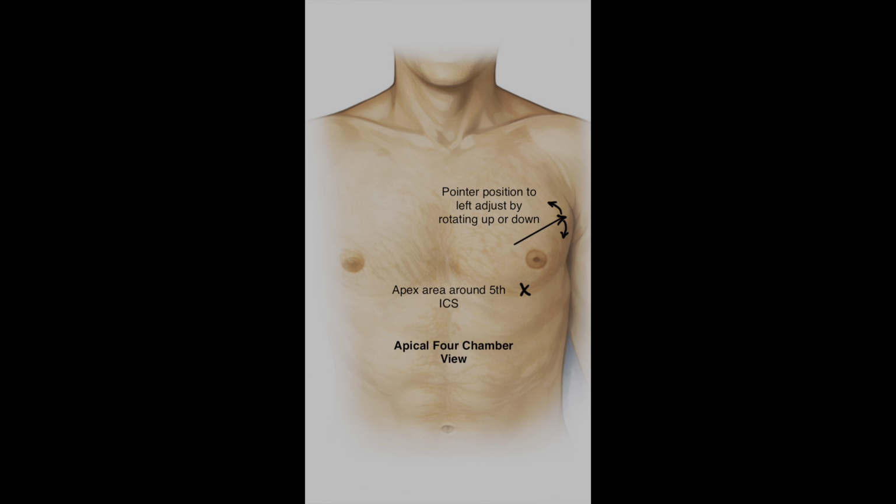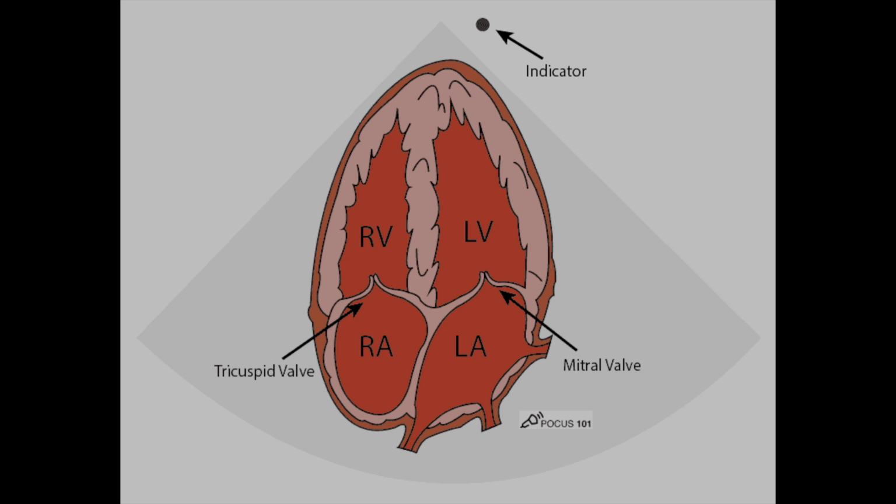The third view is the apical four-chamber view. Place the probe at the cardiac apex, usually near the point of maximal impulse, with the marker directed towards the patient's left side. You can rotate the probe left or right or up and down to get the most optimal view, and sometimes it may be necessary to ask the patient to lie on their left side.